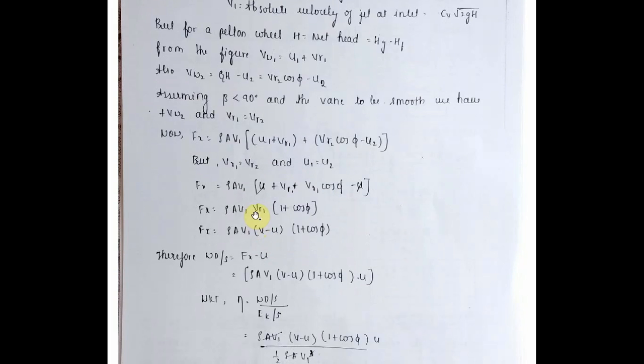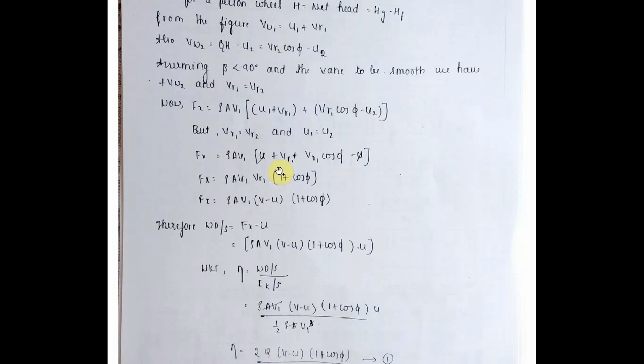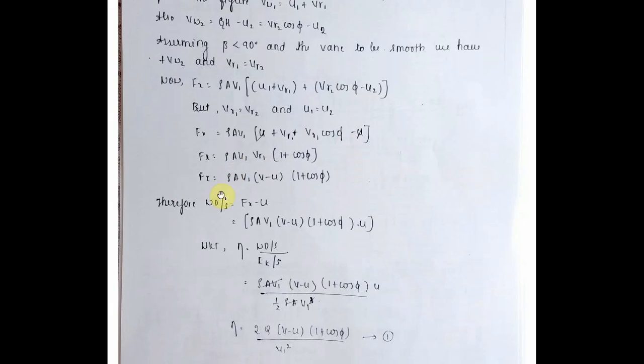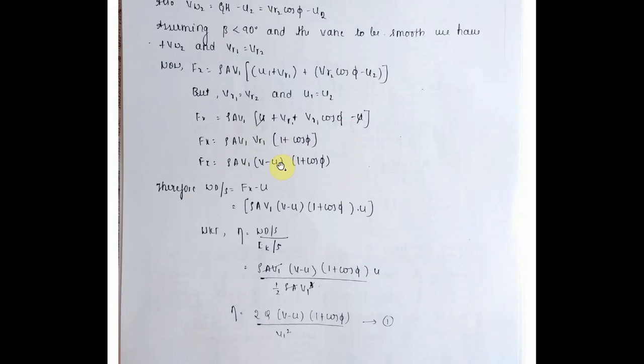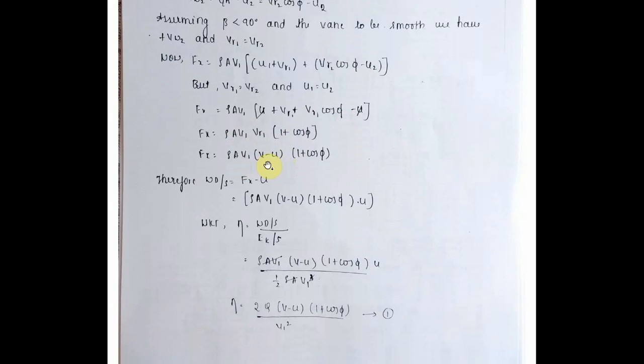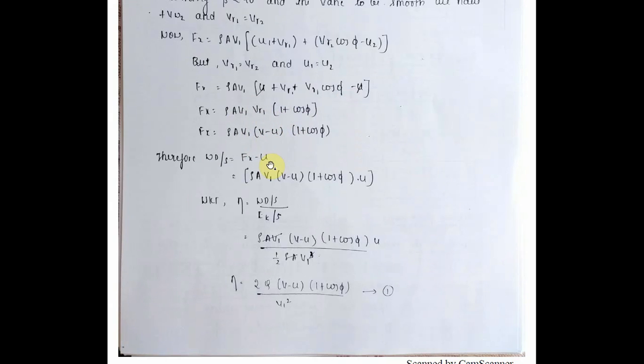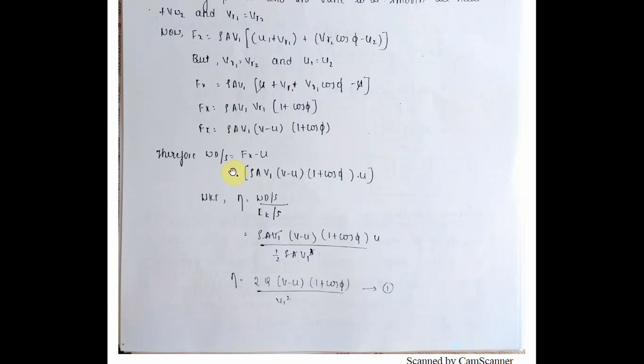Therefore Fx is equal to rho A V1 (U + VR1 + VR1 cos phi - U). Therefore Fx is equal to rho A V1 VR1 (1 + cos phi). So Fx is equal to rho A V1 (V - U)(1 + cos phi). Therefore work done per second is equal to Fx into U, so work done per second is rho A V1 (V - U)(1 + cos phi) U.